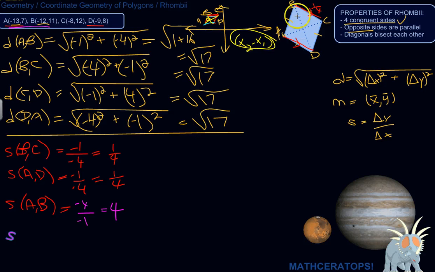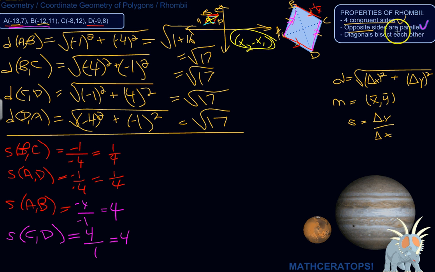Okay, and then that was A to B. So let's check, make sure we get the same slope between C and D. C and D, the change in y, or the difference in y, is 12 minus 8, which is 4. Negative 8 minus negative 9 is negative 8 plus 9, which is 1. So 4 over 1 is equal to 4. So yeah, these two are also parallel.